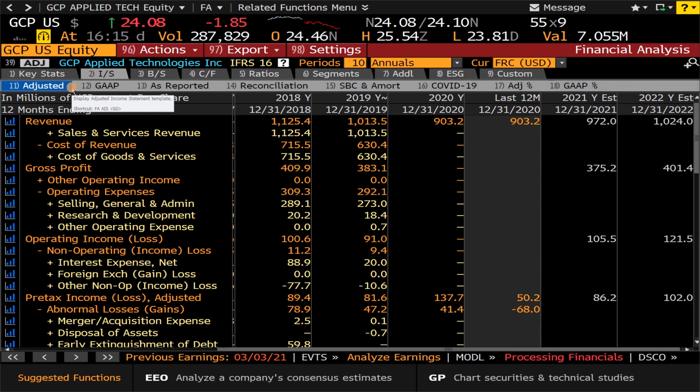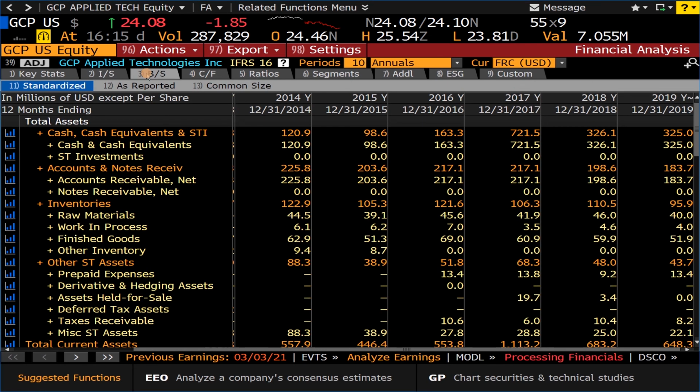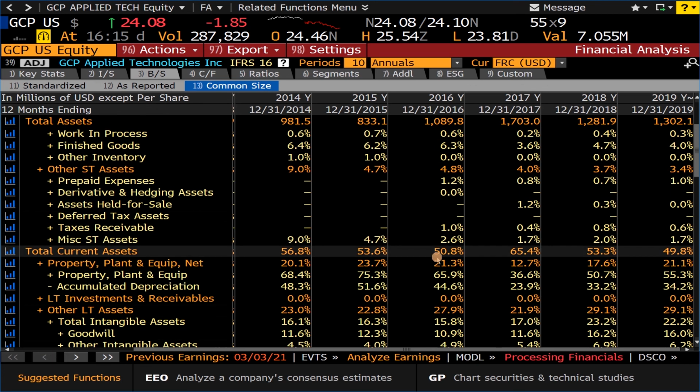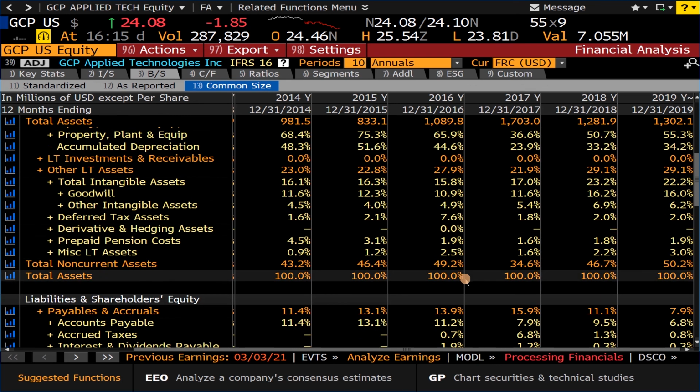Now we'll take a look at the balance sheet in FA. As you can see, there are three options: standardized, as reported, and common size. The standardized balance sheet is to ensure consistency across various companies, whereas the as reported is what the company actually reported in their 10Q or 10K. The common size balance sheet compares the components of the balance sheet to total assets. As you can see, total assets is 100%.